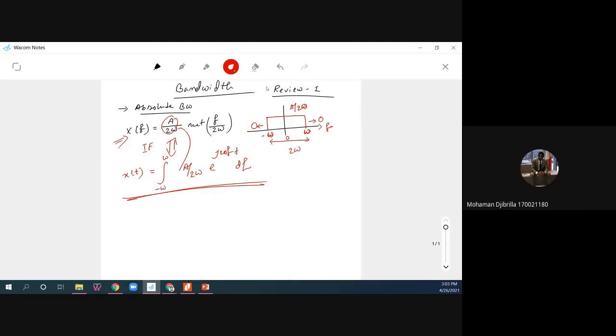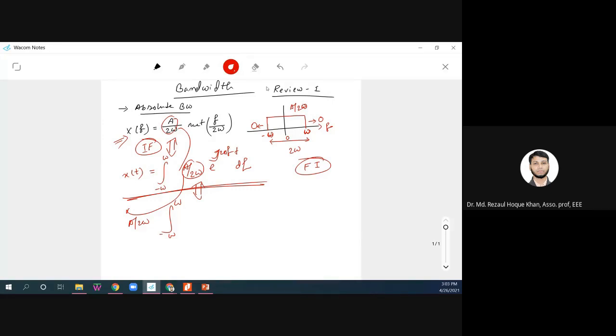Minus, no. When we do the Fourier transform, then we do the minus. Now it's inverse Fourier. So there will be, remember, it's easy to solve this equation. This amplitude will be in front, A by twice W, minus W to W, e to the power j theta.